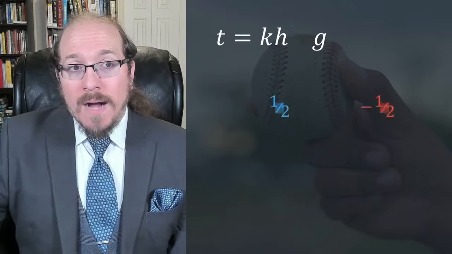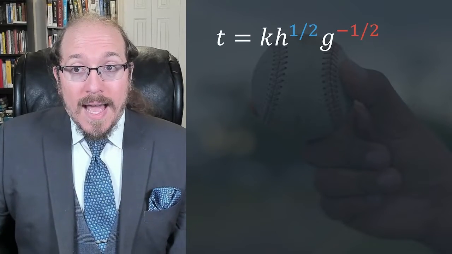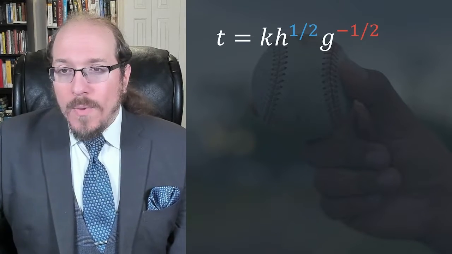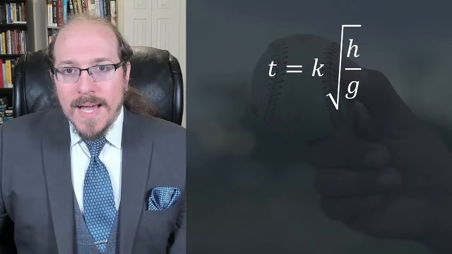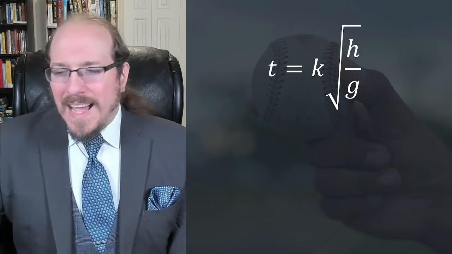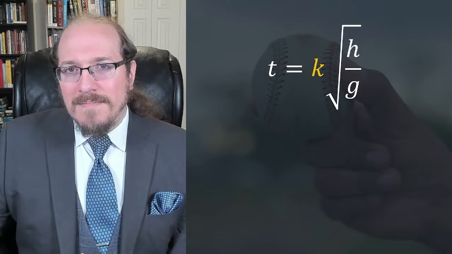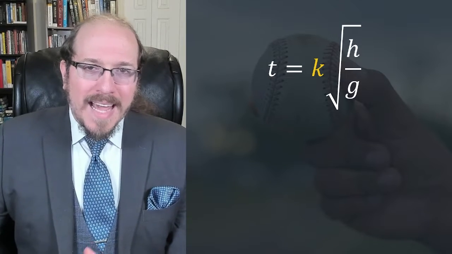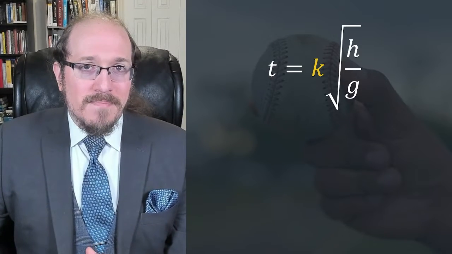We can plug those powers into our generalized product, and if we remember that a 1/2 power is actually a square root, we can clean it up just a bit more and say that the time it takes for the ball to drop is proportional to the square root of height divided by gravitational acceleration. And we're done. Well, almost. How do we figure out that constant k? See, dimensional analysis only gets us so far. It can't actually tell us what k is.